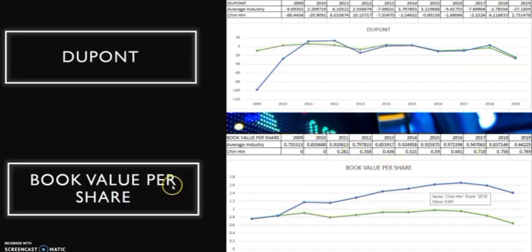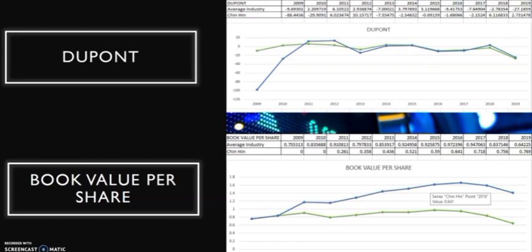Then DuPont and book value per share. For the DuPont, Chin Hin had a lower percentage in 2009, but was still able to increase starting 2010 until 2011, but had a bit of decline in 2012, and they were still able to increase a bit starting 2013 and continuing until 2019, and started to decline a little bit for the DuPont starting 2018.